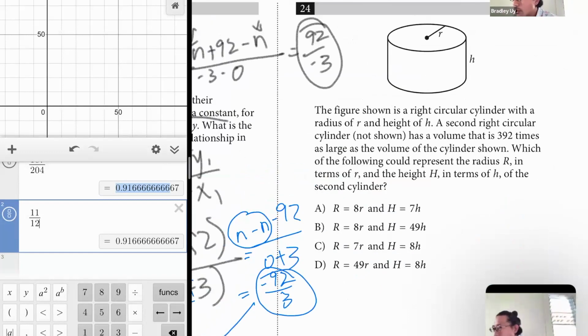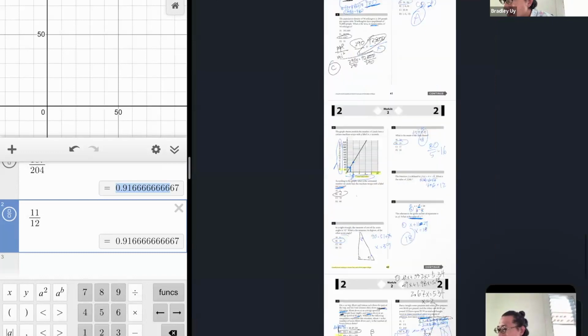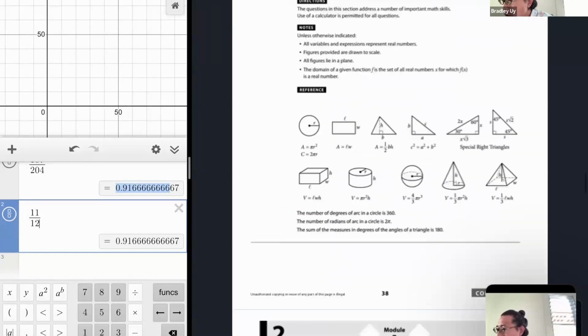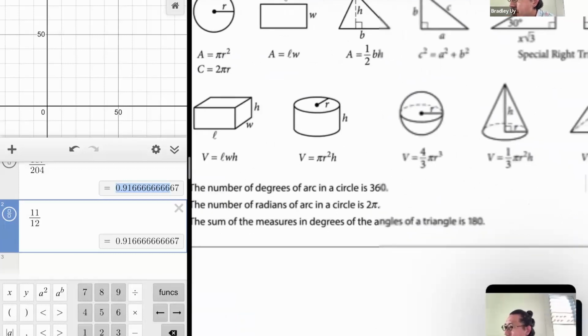24 is a really interesting question. If you look at the formulas, let's see if I can get to them real quick. You will be told the formula for the volume. There's another question coming up for the volume of a cone. That's important to remember as well. So we're going to need this one soon, and we're going to need this one for our next problems.